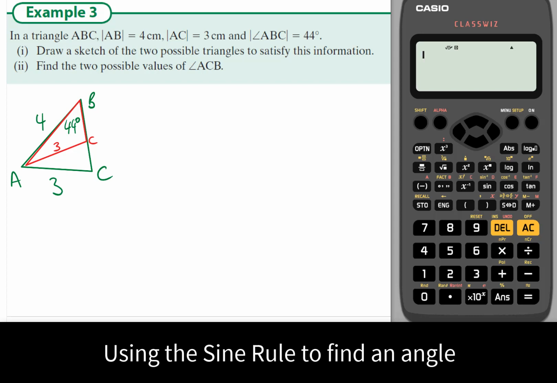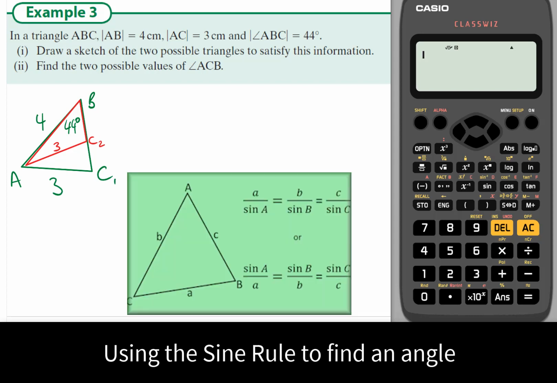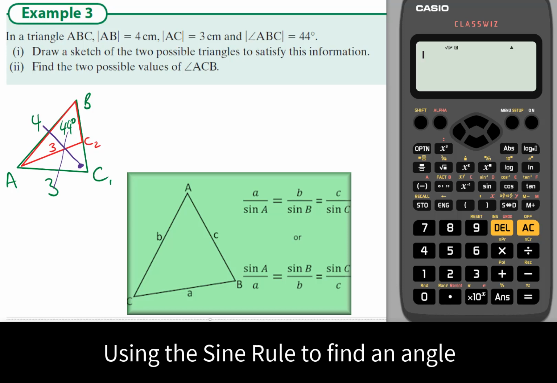In the second part of the question, we're asked to find the two possible values for the angle at C. So we're going to use the sine rule to do this. We will see in the sine rule that we're interested in angles and sides that are across or opposite from each other. So we notice that C1 is across from 4 and the angle at B is across from the side of 3. So these are linked up in the following way, like that.